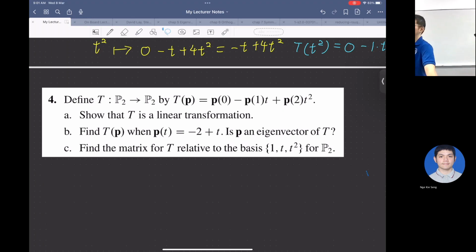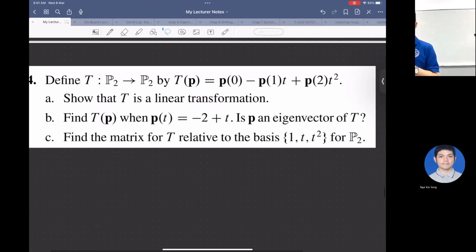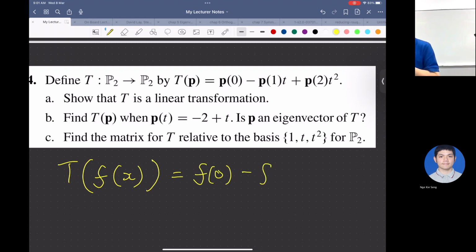It doesn't say whether it's a linear transformation or not, just a map. By T of p equals p0 minus p1 t plus p2 t squared. Okay, maybe look at this first. So actually it assumes you know about functions. How about if I change this to a function, will you be more familiar? Let's say T of f(x) equals f0 minus f1 t plus f2 t squared.